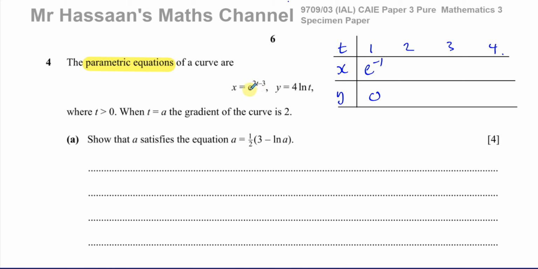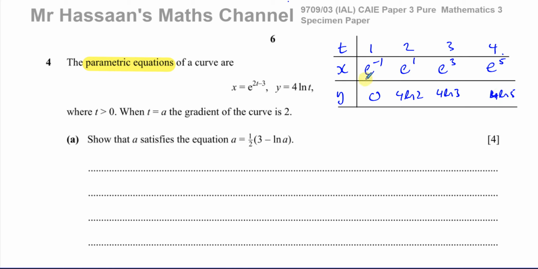When t equals 2, you have e to the power of 4 minus 3, which is e to the power of 1. And you have 4 times ln 2. You can leave it as 4 ln 2, no problem. You can call that ln 16 if you want, using the power law. And when t equals 3, you're going to have 6 minus 3, which is 3. So you have e to the power of 3, and that will be 4 ln 3, and so on. It will continue. This will be e to the power of 5, and that will be 4 ln 5, and so on.